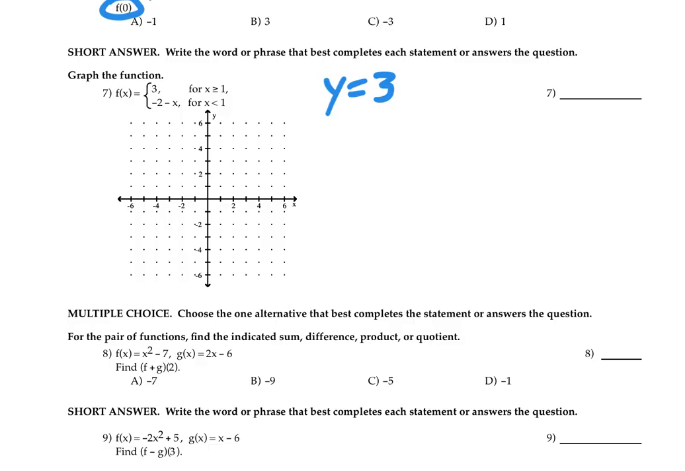It'd be horizontal, okay? It has a slope of 0. So it would just be a horizontal line at 3 going through the y-axis. But we're only graphing it from 1 to the right. So we're going to go up 3, starting at 1. And that would be our first part, okay? Our first piece of the piecewise function.